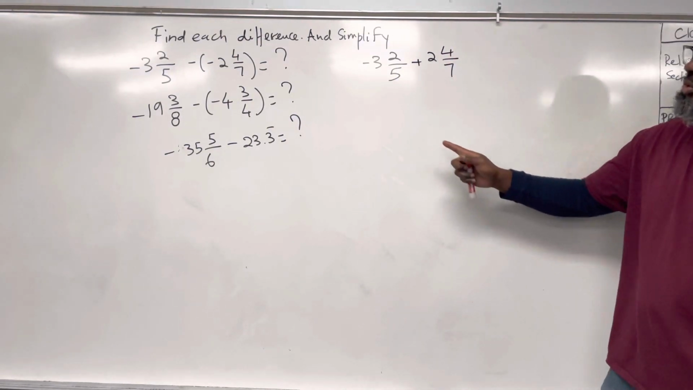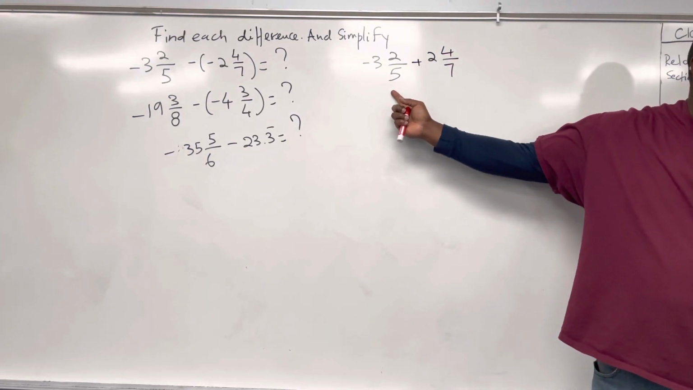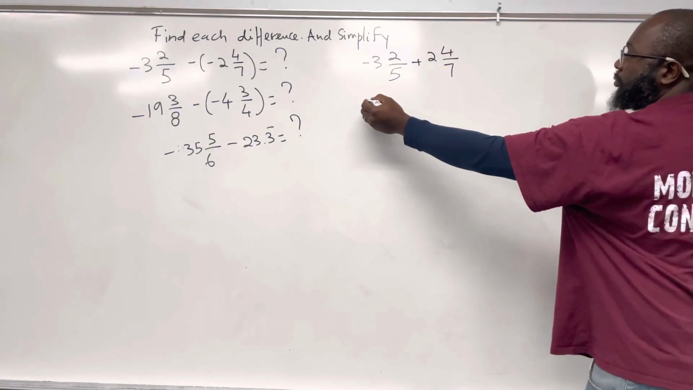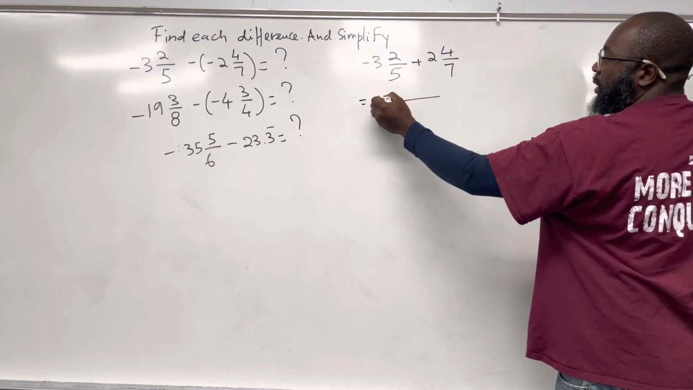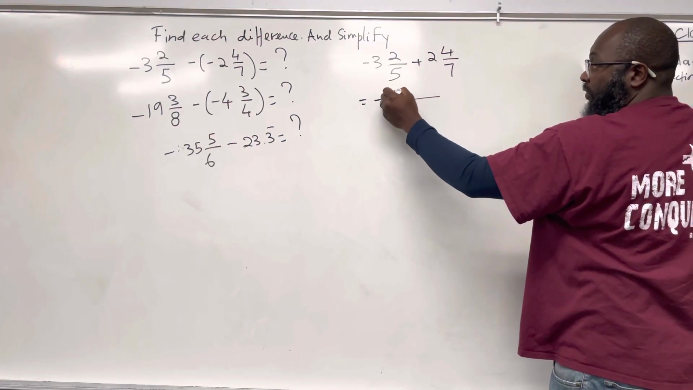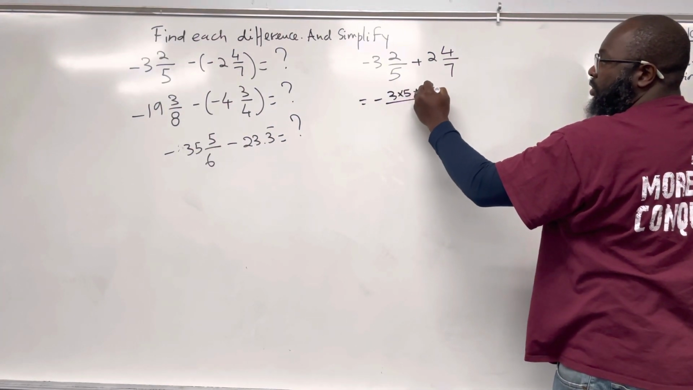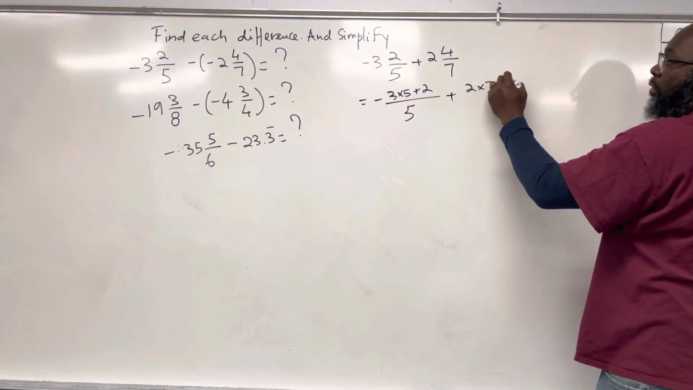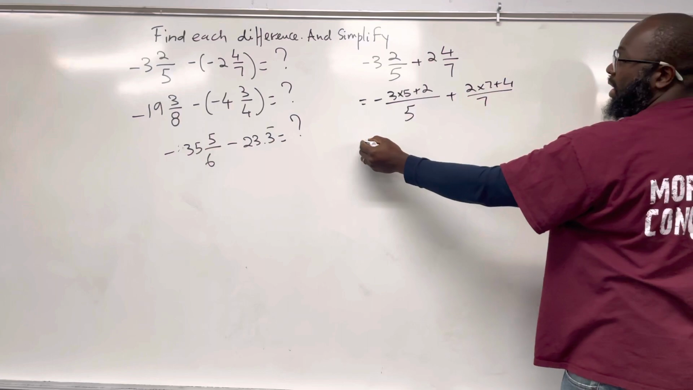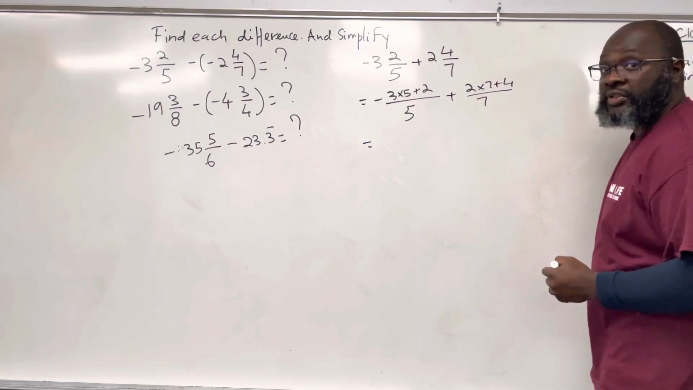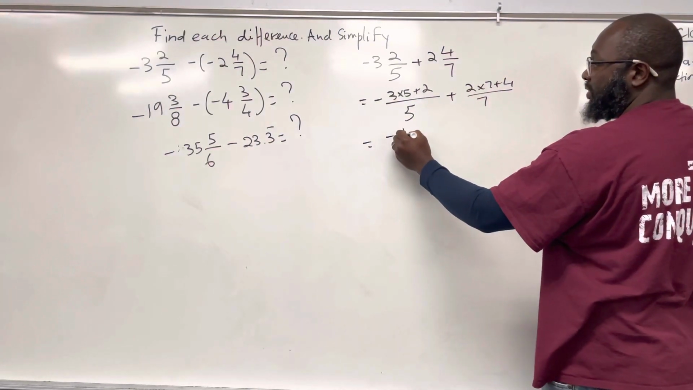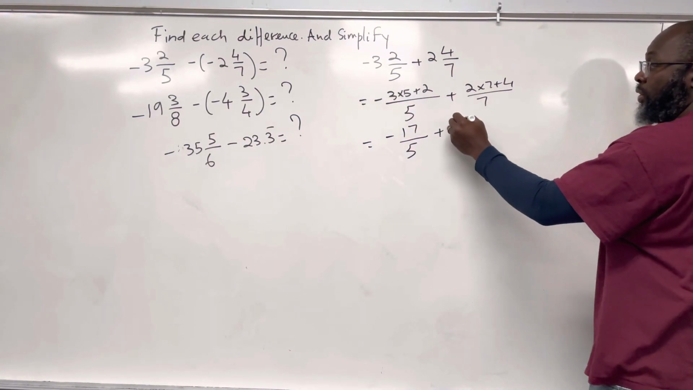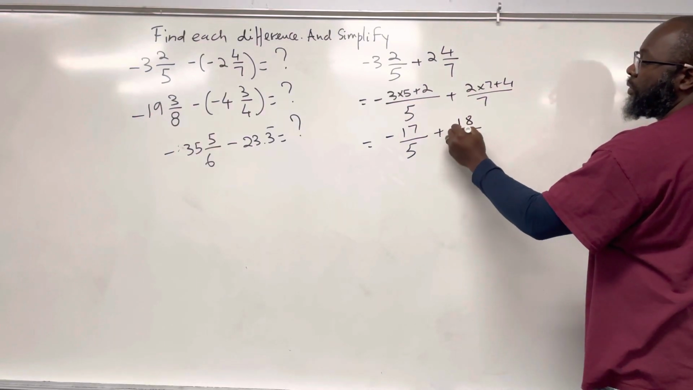Now the next step is to turn each of these fractions into what? Improper fractions, right? So that's going to be, keep our negatives, 3 times 5 plus 2 over 5, and then the same thing here, 2 times 7 plus 4 over 7. Now we have 3 and 5 is 15, plus 2 is 17, so negative 17 over 5, plus 2 and 7 is 14, plus 4, that's 18 over 7.